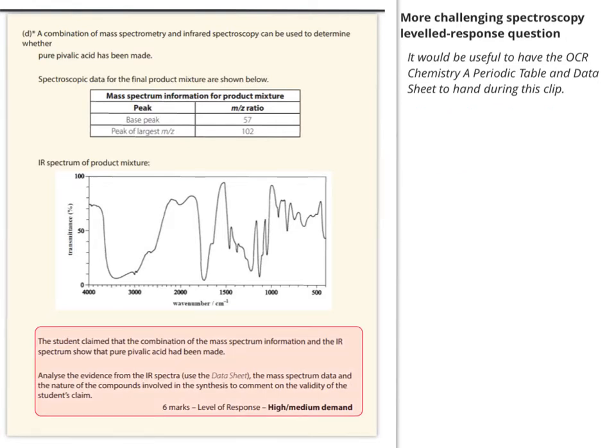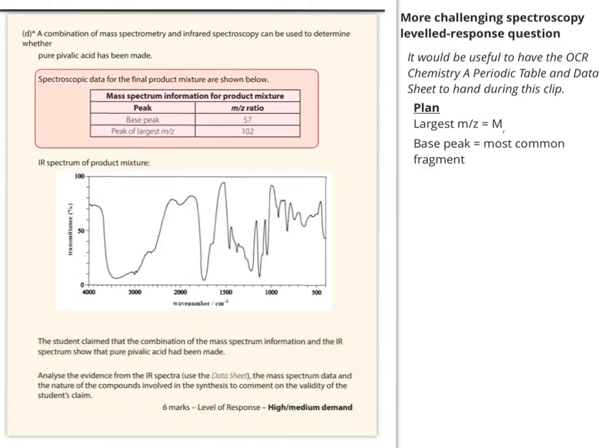So let's have a look at what it is we've got to do. It says the student claimed that the combination of the mass spectrum information and the IR spectrum would show that pure pivalic acid has been made. It says analyse the evidence using the data sheet, the mass spectrum data, and the nature of the compounds involved in the synthesis to comment on the validity of the student's claim.